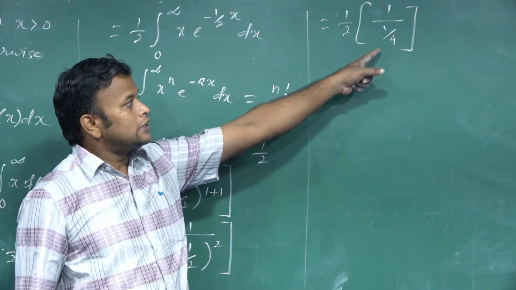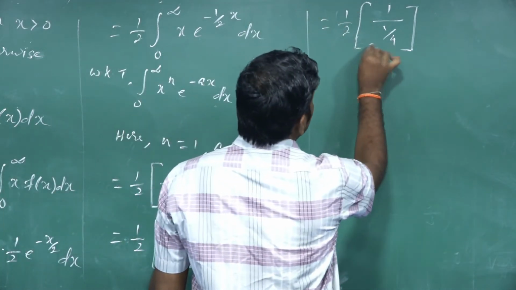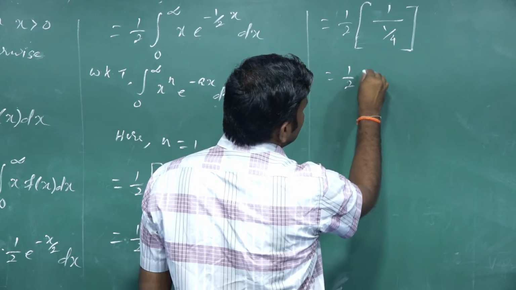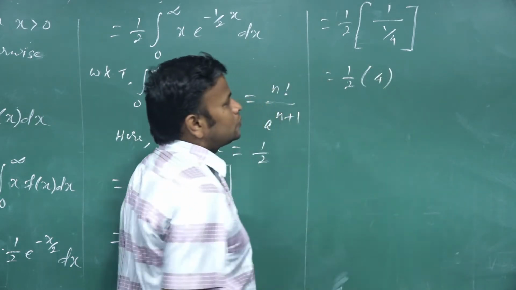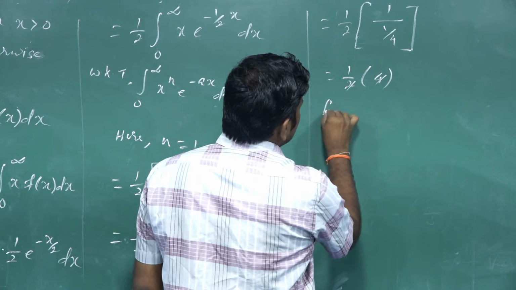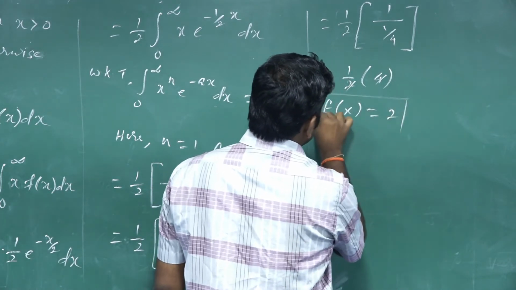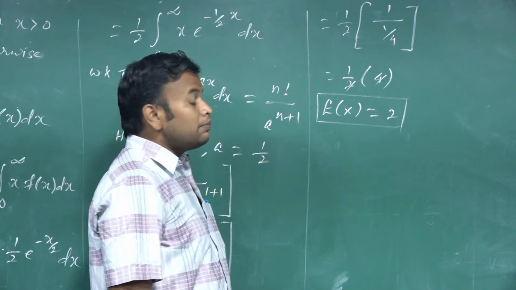You see this 4 lies in the denominator, so this denominator goes to the numerator. So it becomes 1 by 2 of just 4. This 4 goes to the numerator. We cancel in the second term. So E of x value is 2. That is, the value of the mean is 2.